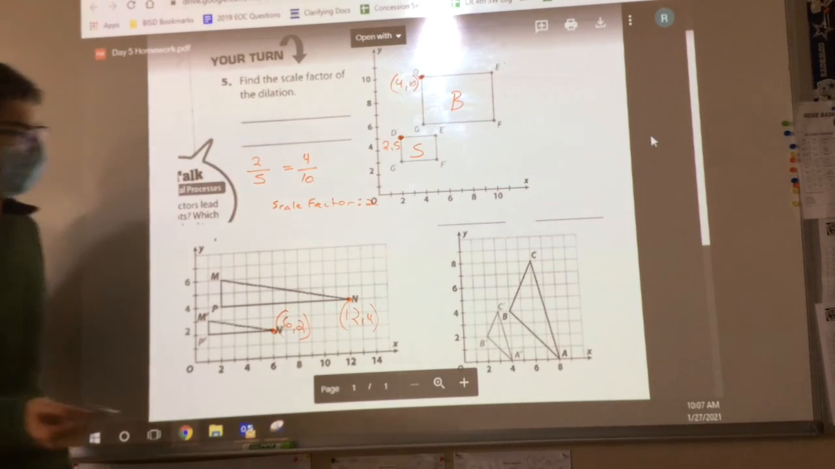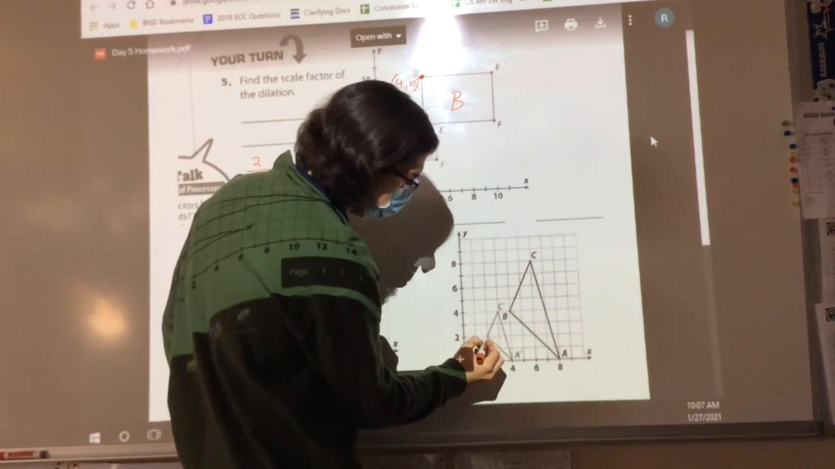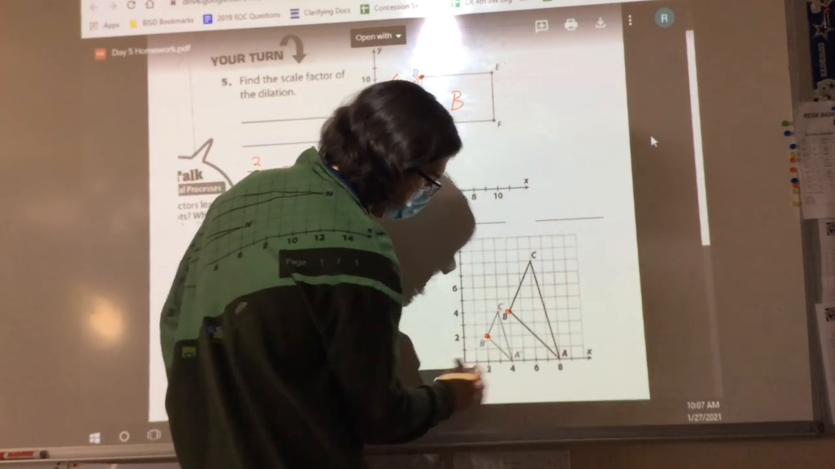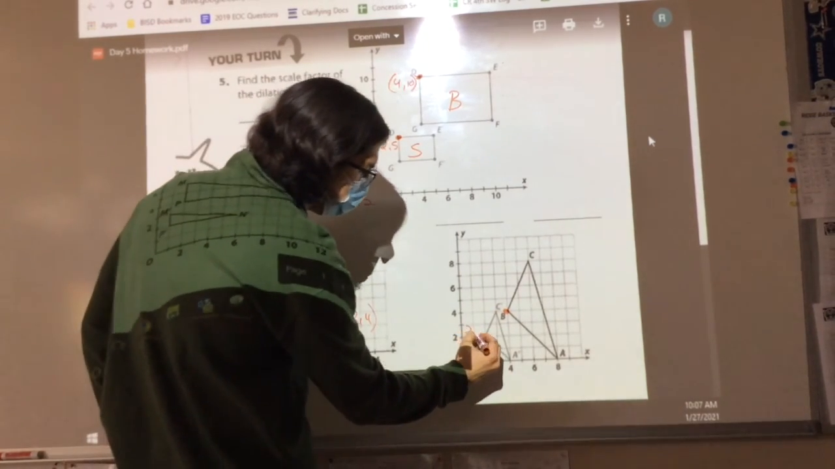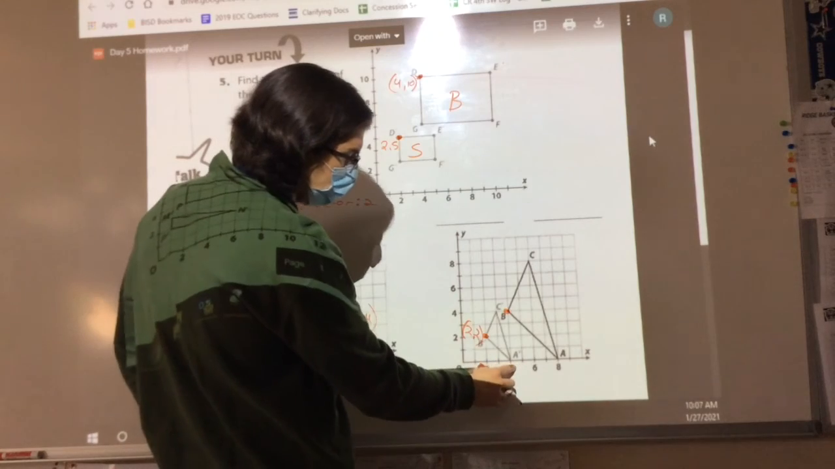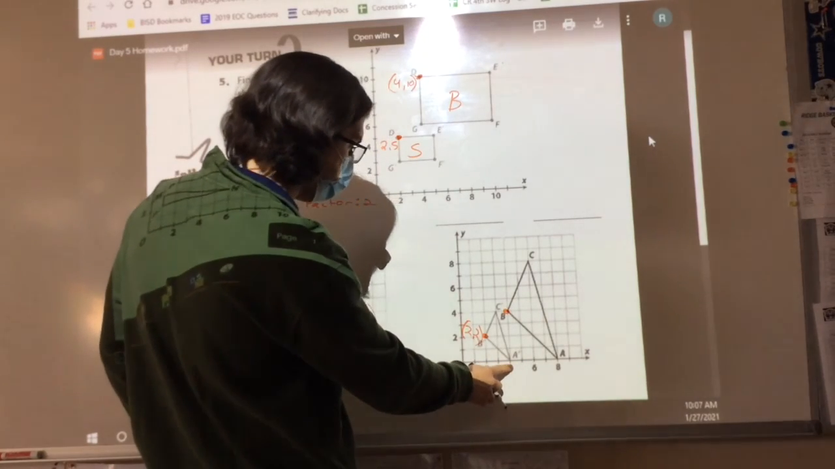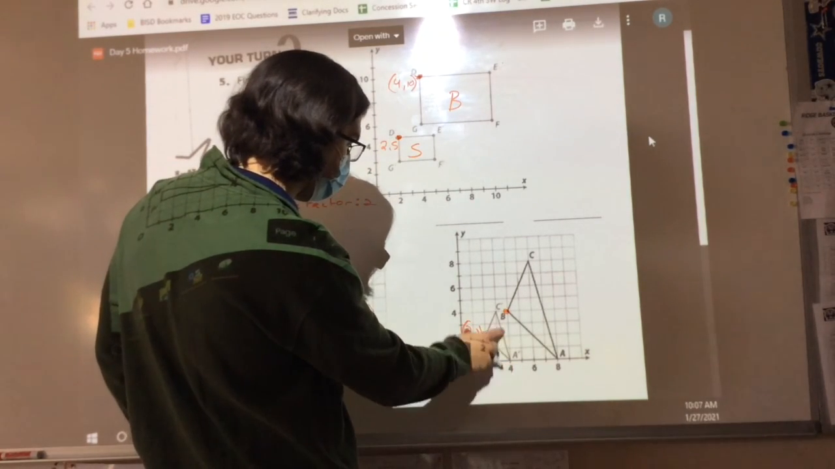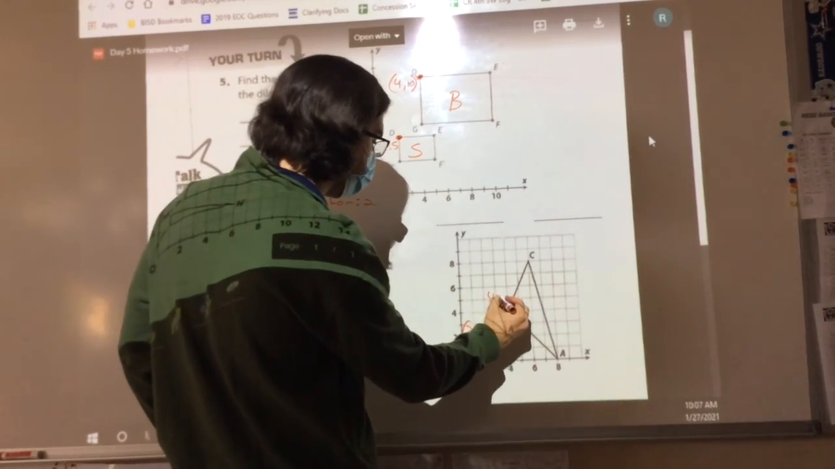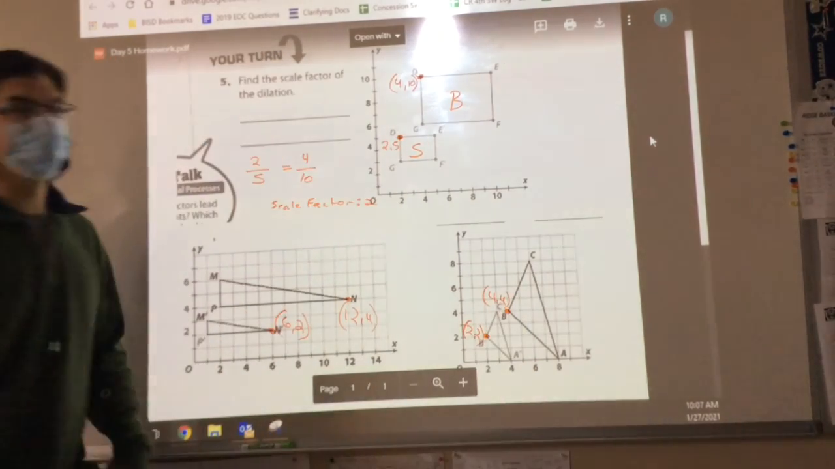All right, and finally, we'll go down here. Let's choose our B point. Again, I'm just picking B randomly. So this one's going to give me 2, 2. Then over here, it's going to be 4, 4. And so what's it going to be again? 2. All right, easy enough for your scale factor?